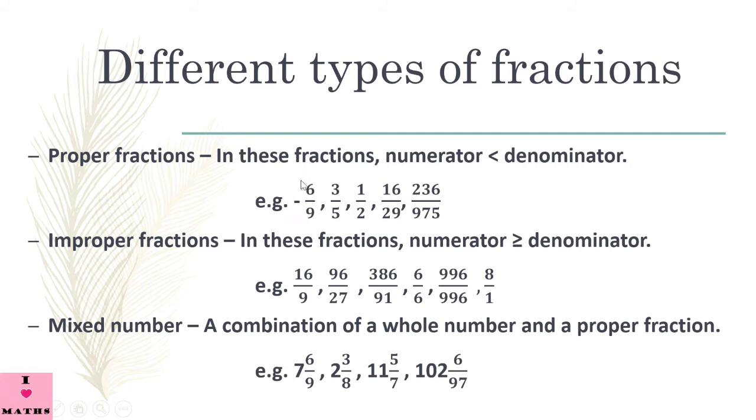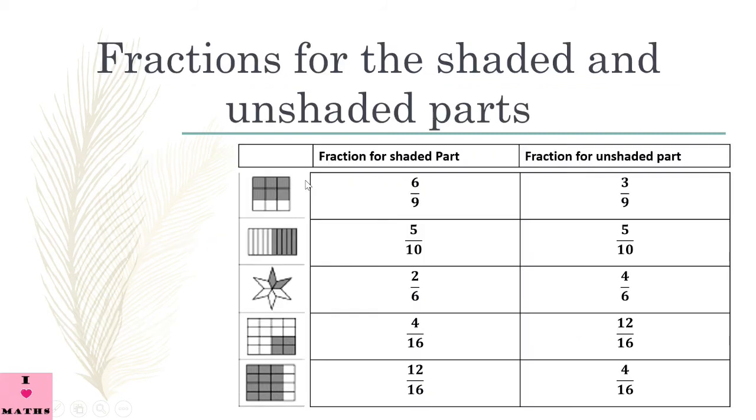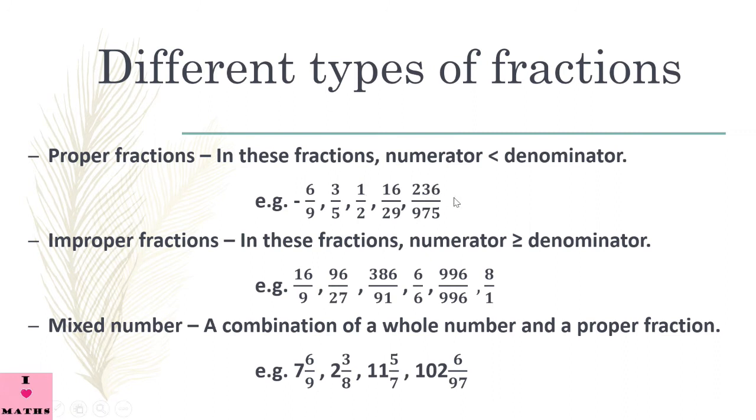I will just explain it to you using the previous slide. For example, 6 upon 9. Suppose this is a chocolate and you got to eat 6 pieces out of 9 pieces. Now you have got 6 upon 9 of the chocolate. So this is less than one whole chocolate, right? This is one whole chocolate, but you got to eat only 6 pieces out of the 9 pieces. So it is less than one whole. So all the proper fractions are less than one whole.